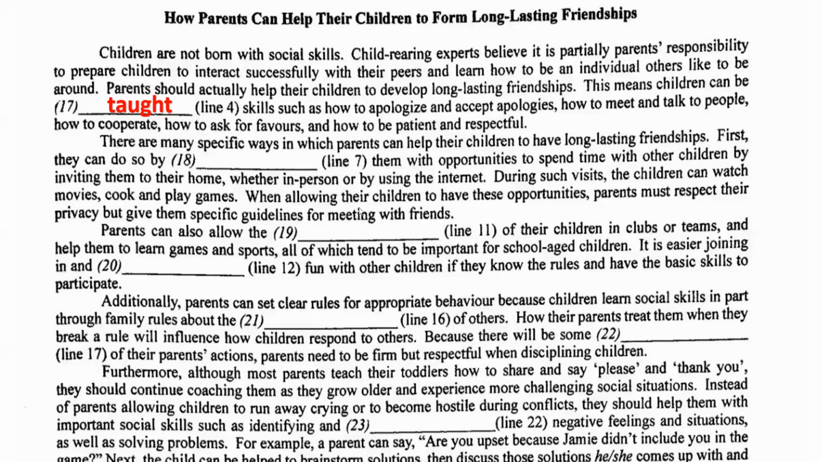Okay, so there are many specific, let's go to number 18. There are many specific ways in which parents can help their children have long-lasting friendships. First, they can do so by blank them with opportunities to spend time with other children. So what can we put here?